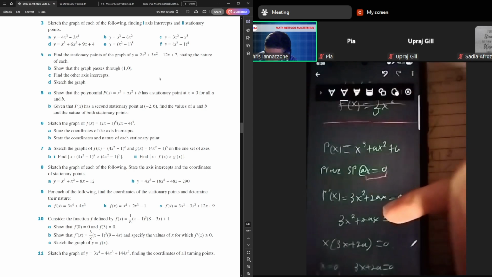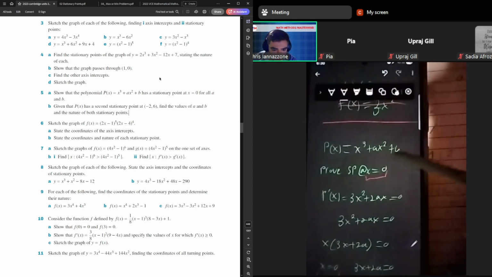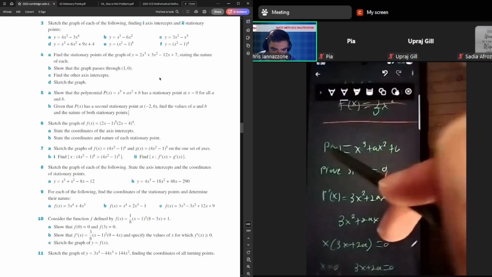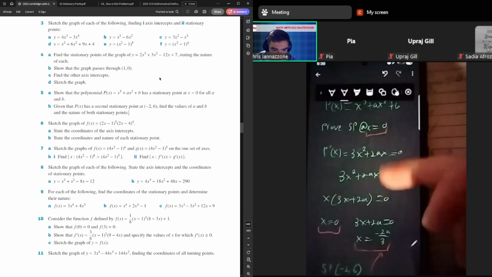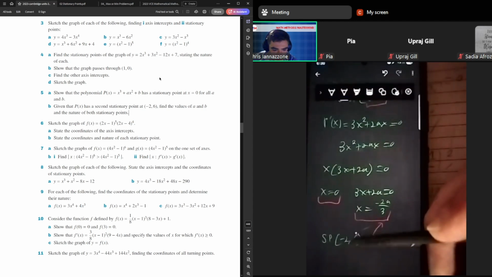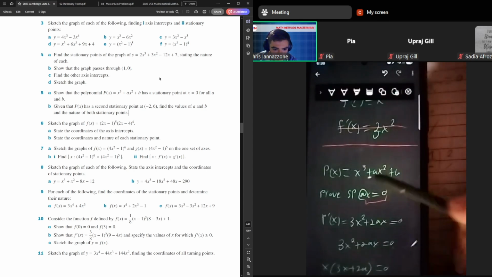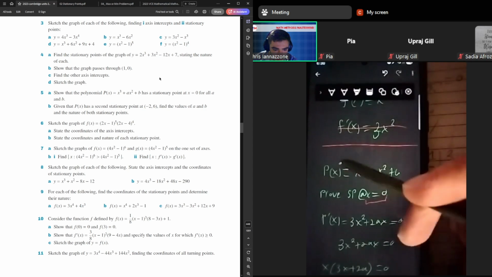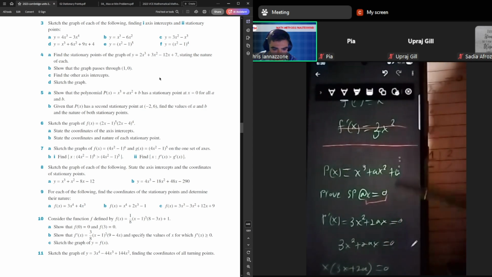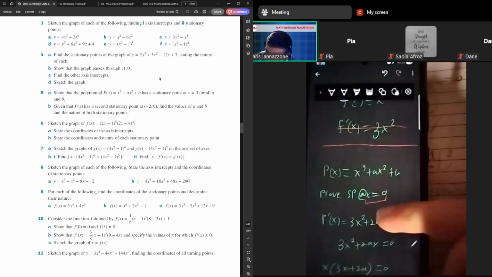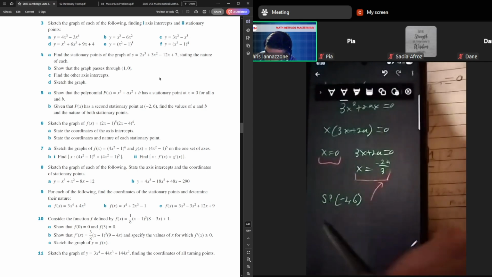Then once you have your a, it means you've only got one unknown left. You can sub in any coordinate that you know now, and we do know this coordinate: x equals negative 2, y equals 6. Negative 2 in all of these x's, and then the y equals 6 here. That'll get you your b pretty quickly. That's about it for that one.